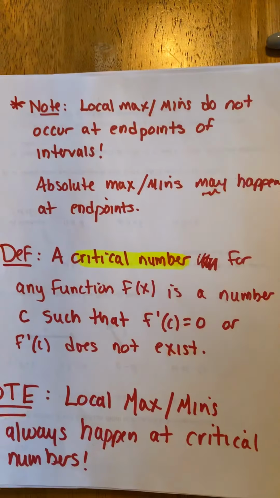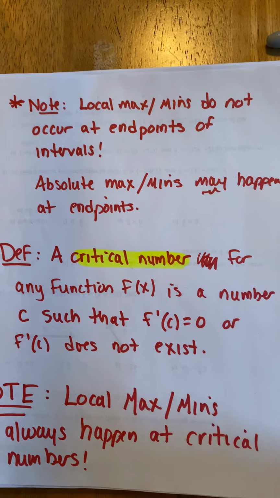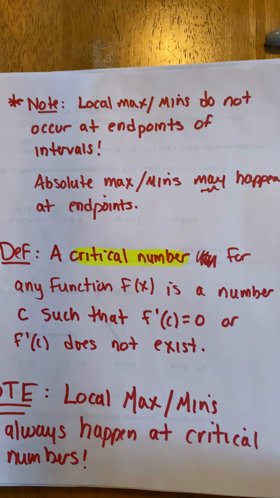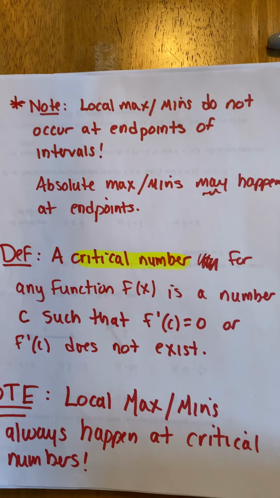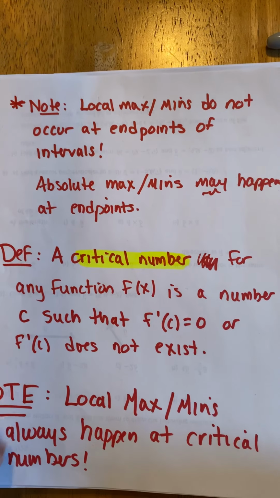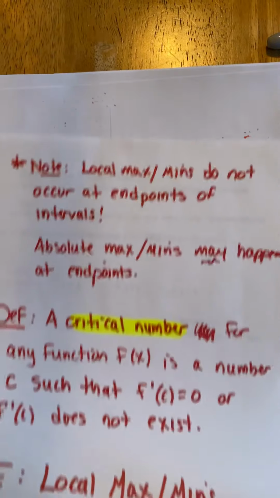Where derivatives are undefined, we saw that all sorts of funky things happen there. We could have asymptotes, we could have points, but if we're looking for local max and mins, the first key is to look for our critical numbers and then determine if they happen to be local maxes and mins. Be careful though, not all critical numbers result in local maxes and mins. We'll see that in a minute.